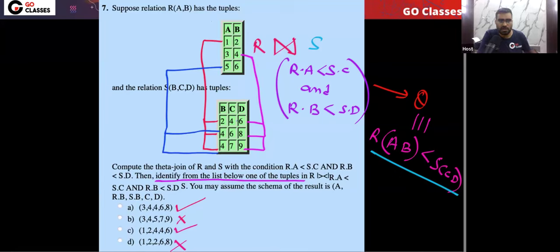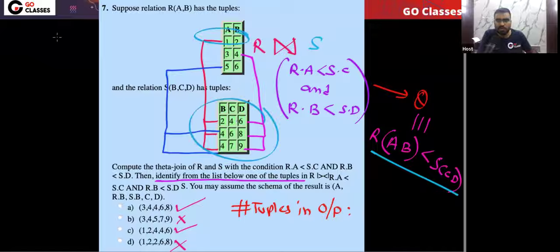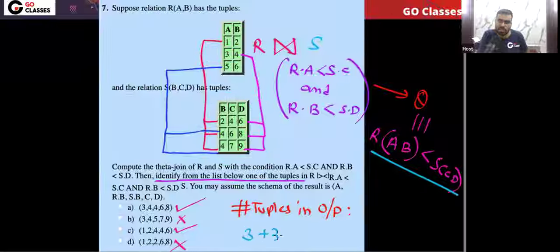So tell me, how many tuples will be there in the output? Very simple. This tuple is matching with everyone, so 3 tuples because of this. This is also matching with everyone, so 3 because of this. So the answer is 3 plus 3 plus 2. The answer is 8. So 8 tuples in the output, and there is no dangling tuple. Yes or no? There is no dangling tuple.